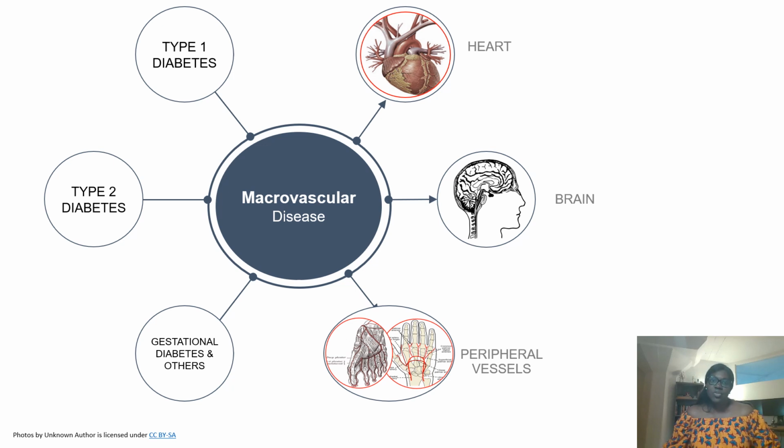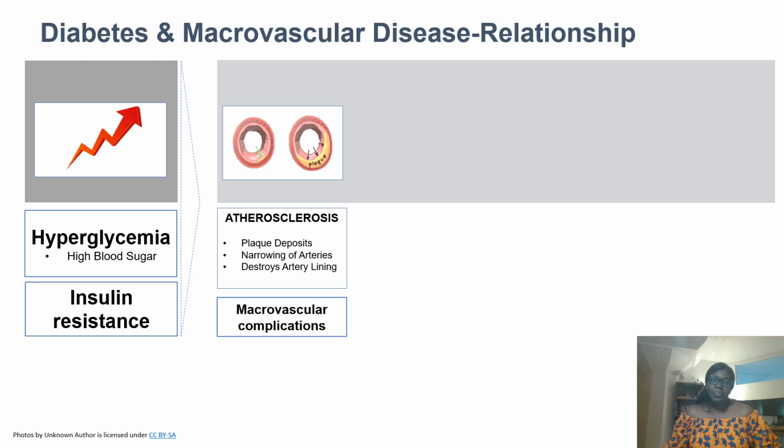Macrovascular complications, you're talking about the heart and the vessels. So they are also known as cardiovascular diseases. So these are the heart and the vessels. The vessels go to every part of your body, importantly the brain, and then your peripheries, which is your hands and your feet. So macrovascular disease, we are talking about diseases involving the heart, the brain, and the peripheries or your extremities.